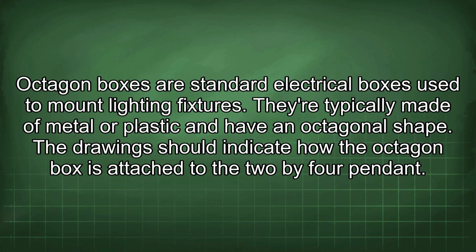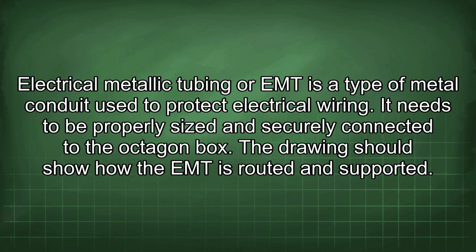Octagon boxes are standard electrical boxes used to mount lighting fixtures. They're typically made of metal or plastic and have an octagonal shape. The drawing should indicate how the octagon box is attached to the 2x4 pendant. Electrical metallic tubing, or EMT, is a type of metal conduit used to protect electrical wiring. It needs to be properly sized and securely connected to the octagon box. The drawing should show how the EMT is routed and supported.